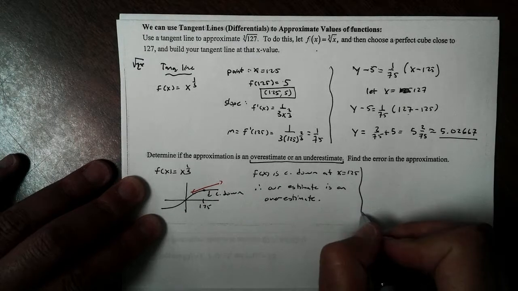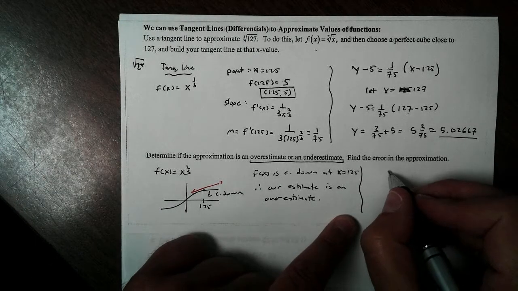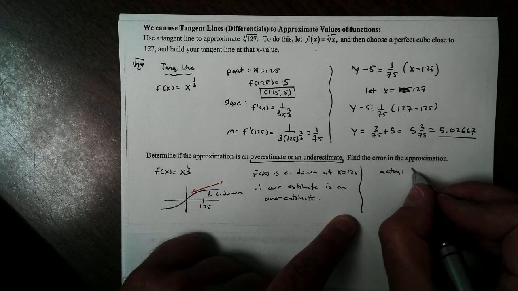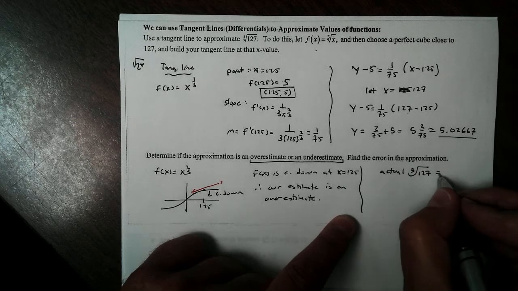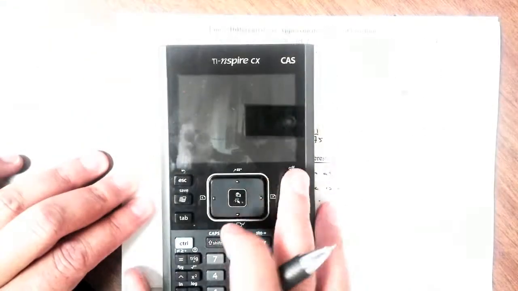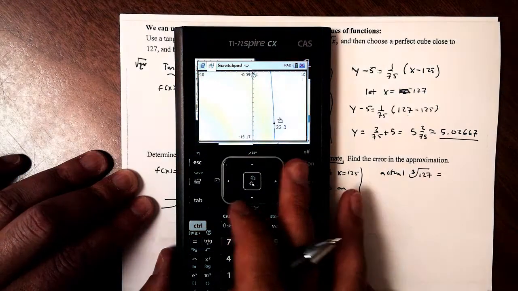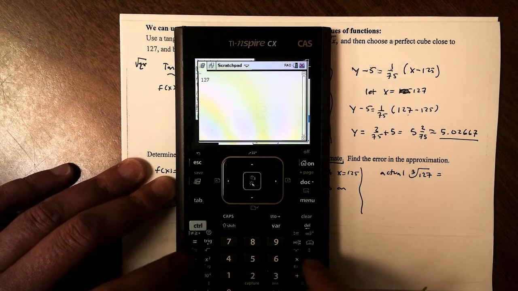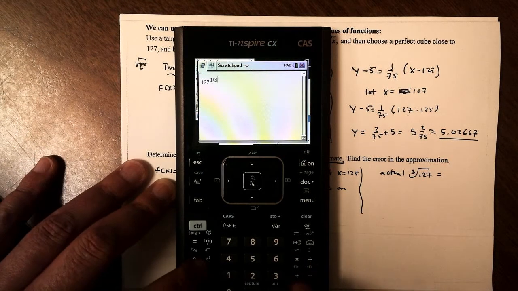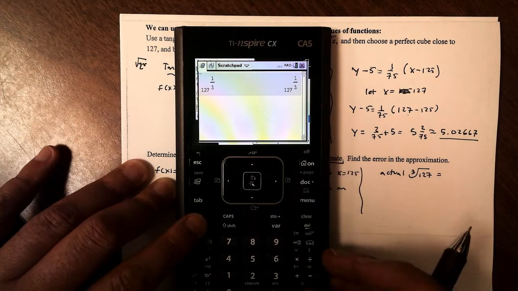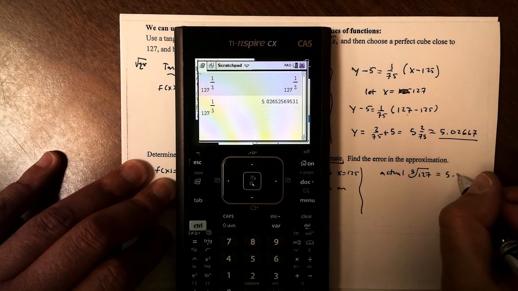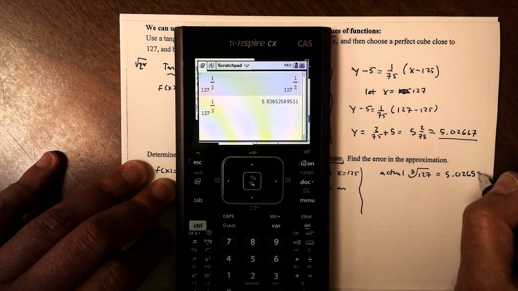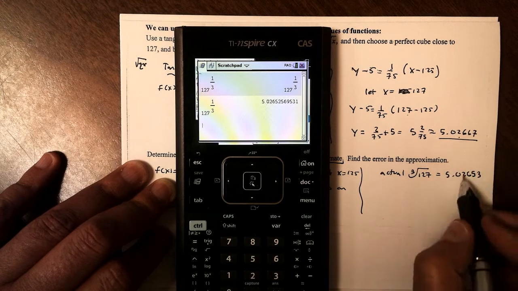And there we have it. Then they want me to find the error of the approximation. Remember, to get the error, we have to get the actual value. So we're going to have to use our calculator for that one, the cube root of 127. Let's go to my home screen. I'm going to take 127 to the 1/3 and write that as a decimal. Enter. And I get 5.02653. I'm going to go up pretty far here because they look pretty close together.